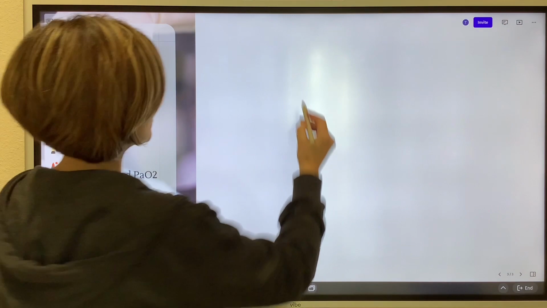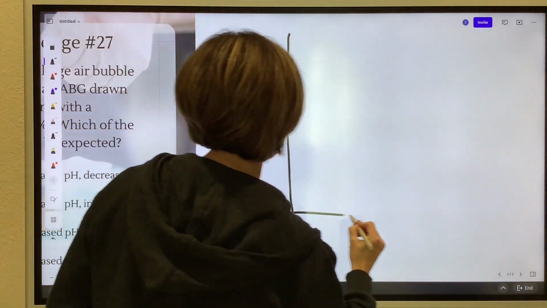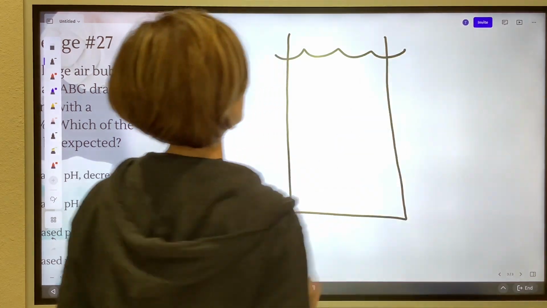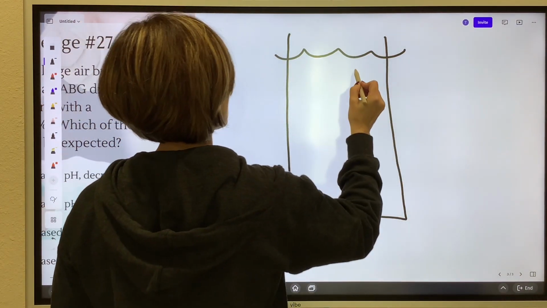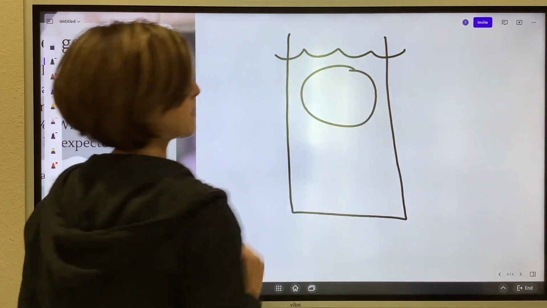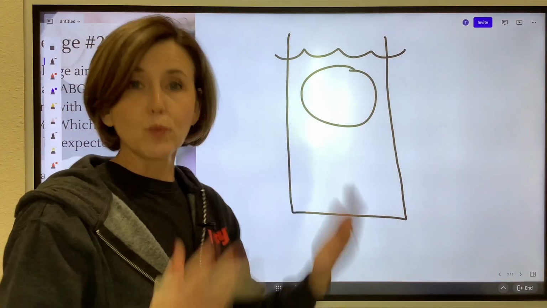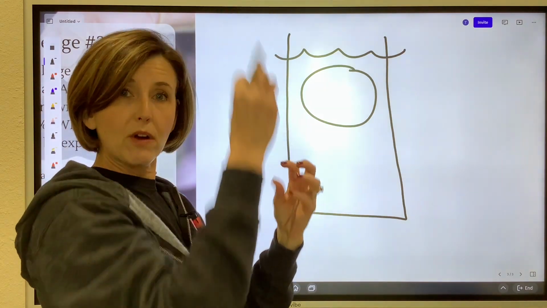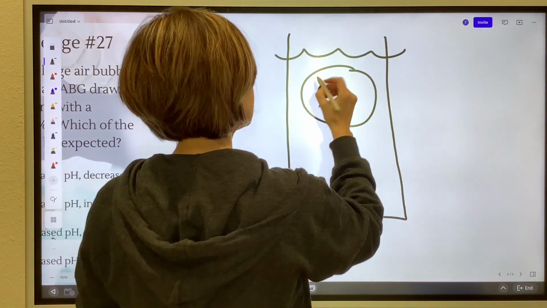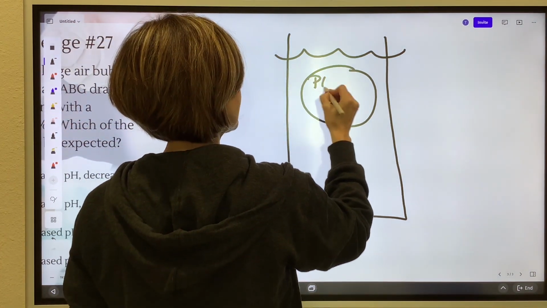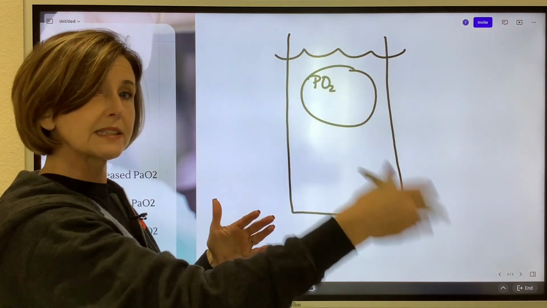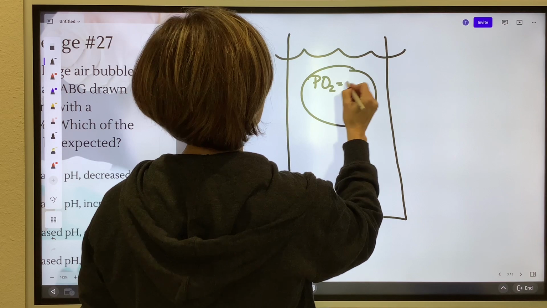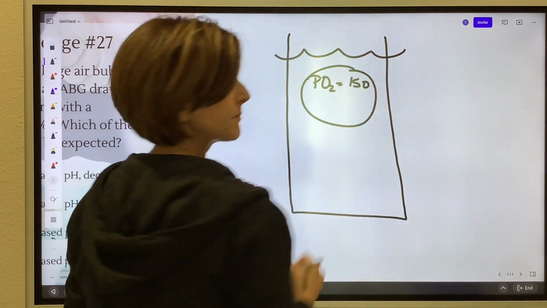It's going to be an ugly drawing, but you'll follow it. Okay, so let's say this is our ABG syringe and it's full of blood. And we have a great big air bubble in there. This air bubble is room air, okay? And this air bubble has room air oxygen in it, which creates a pressure of PO2, not PaO2, because that would mean in the arterial bed, but a pressure of oxygen in that air bubble of about 150, okay?